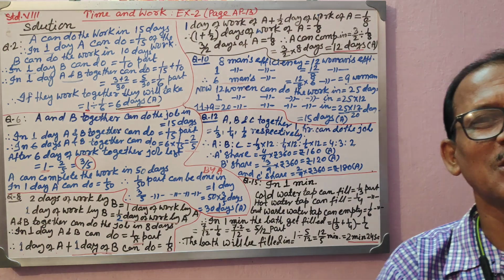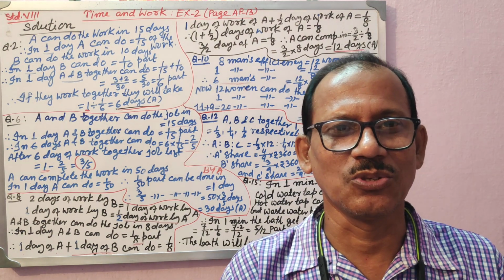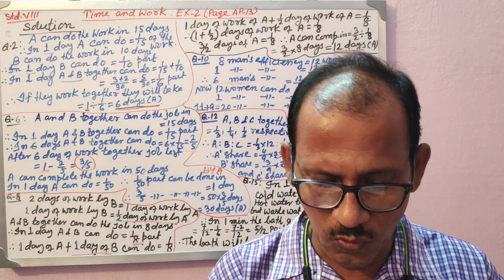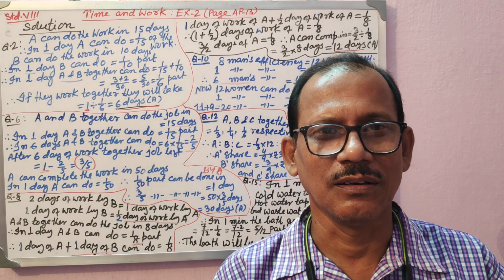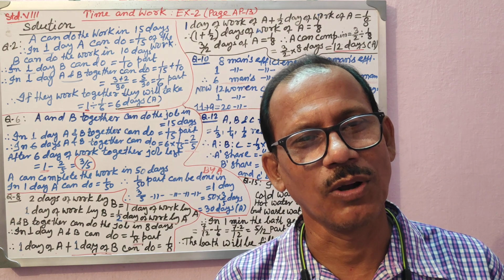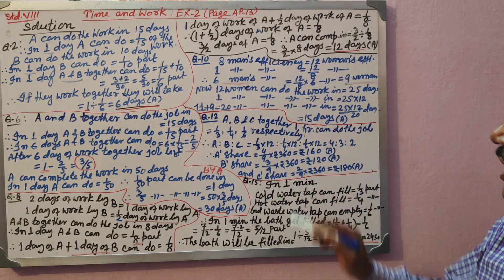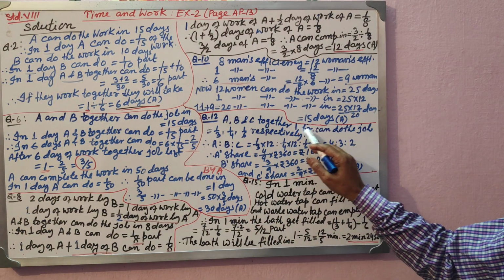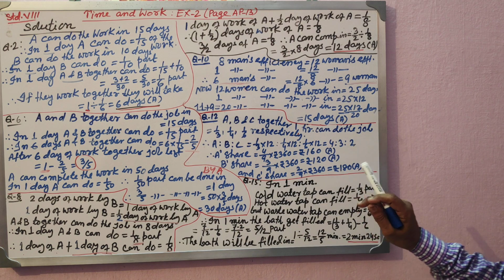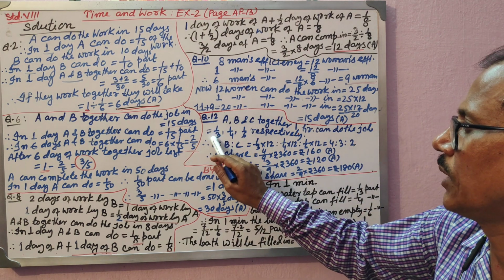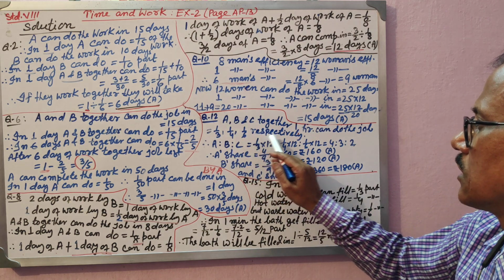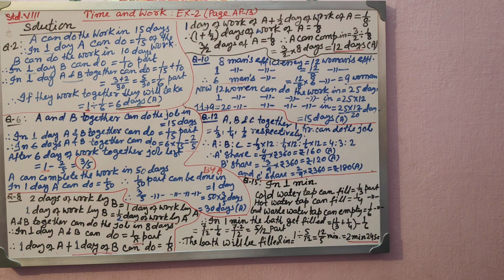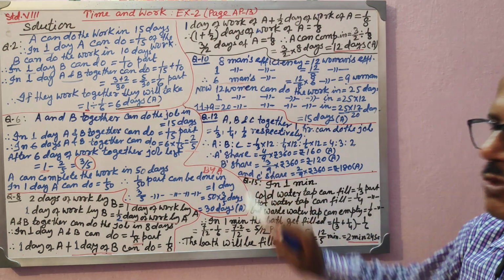So you have to find out the efficiency ratios from the first clue, which is A can do that job in 3 hours, B in 4 hours, and C in 6 hours. So A, B, C in 1 hour can do 1 by 3, 1 by 4, and 1 by 6 of the job respectively. Understood? Now A is to B is to C will be what?